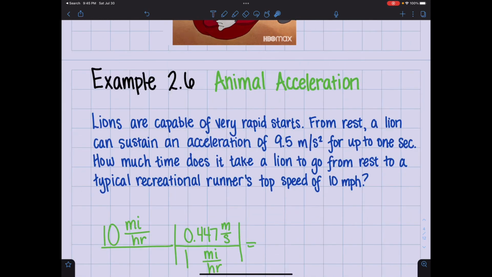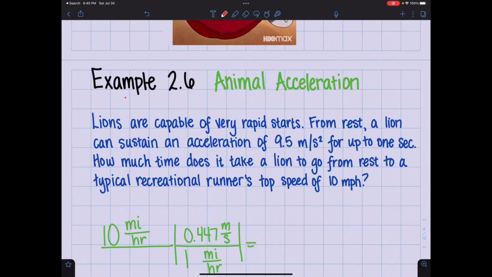Animal acceleration. So, lions are capable of very rapid starts from rest. So think about that, what they're telling you there. The velocity is going to start at 0. A lion can sustain an acceleration of 9.5 meters per second squared. So let's think about what that means for a second.